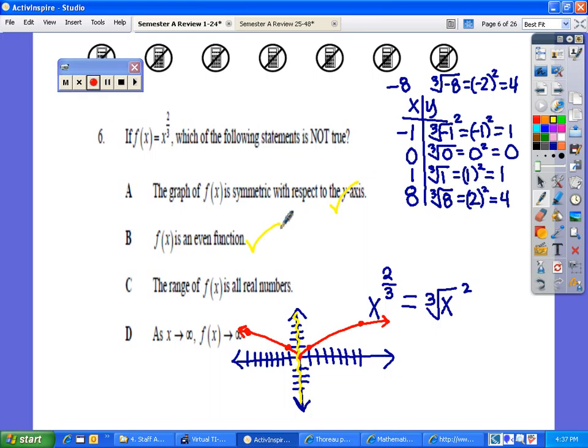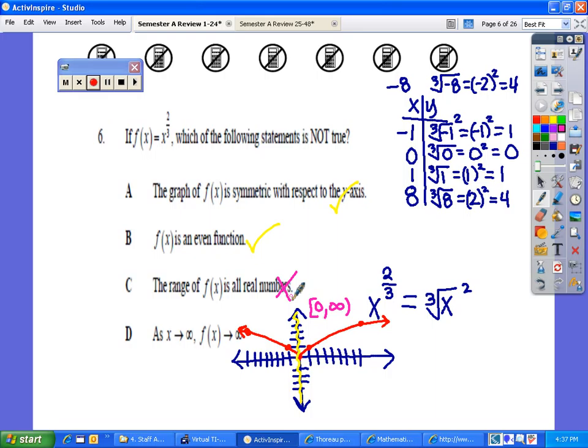Is the range of this all real numbers? Well, range is how far low to how far high. Right now, my lowest point is at 0, and then on both sides, it winds up going all the way to infinity. So no, that's not right.